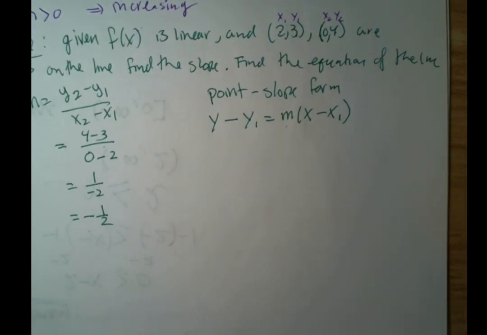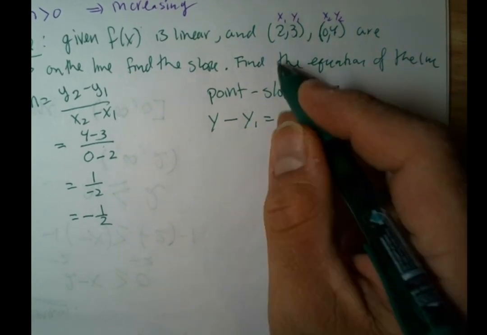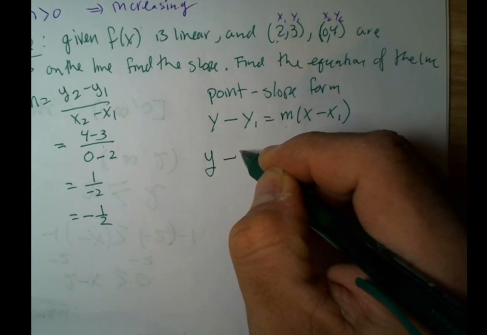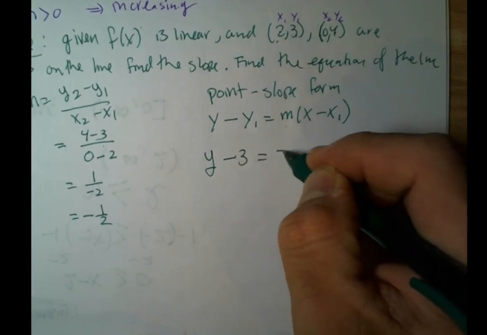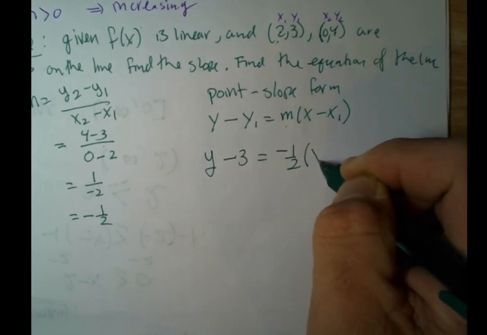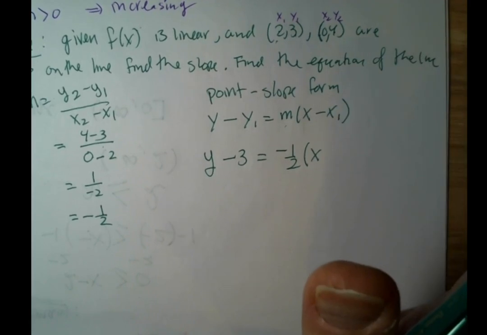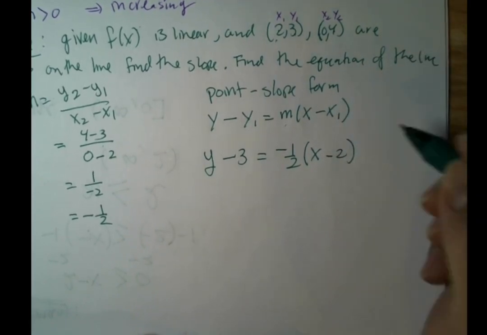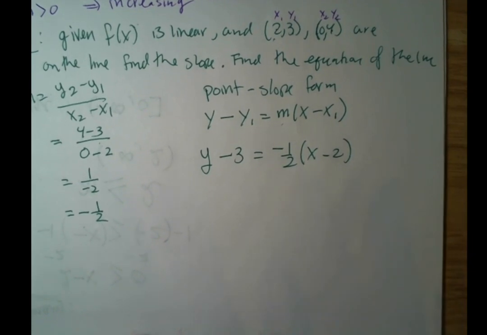Okay, so let's just choose 2, 3. So the y coordinate is 3. The slope I've identified to be 1/2. Remember, x and y are variables, so they remain x and y. x1 in this case is 2. All right, now let me simplify, right?